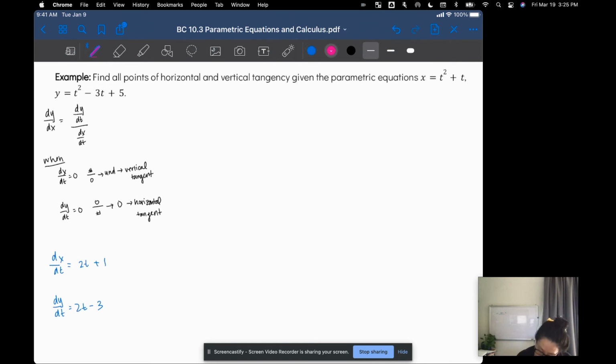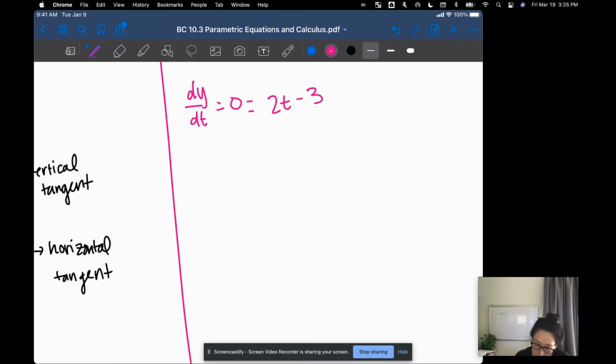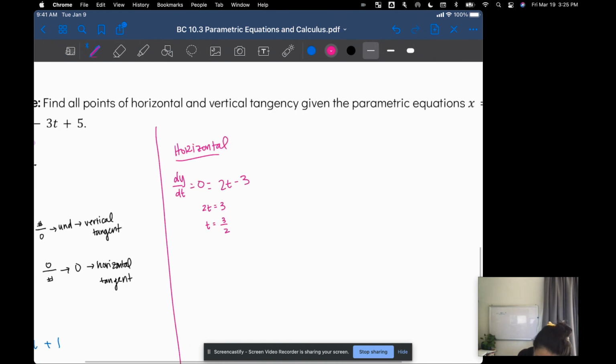Okay, to get the horizontal tangent, we want the numerator dy/dt to equal 0. So all I'm going to do is take dy/dt and set it equal to 0. It's 2t minus 3. So I solve for t, and I get 2t is equal to 3. So t is equal to 3 halves. So when t is equal to 3 halves, we have a horizontal tangent, but it asked me for the points.